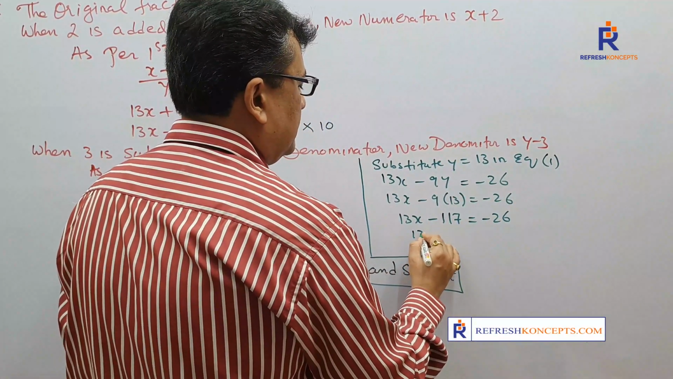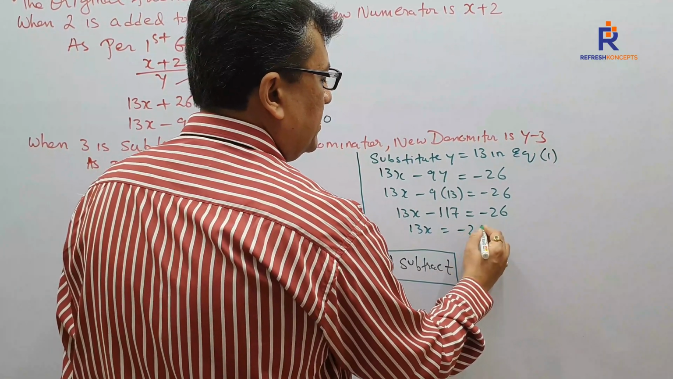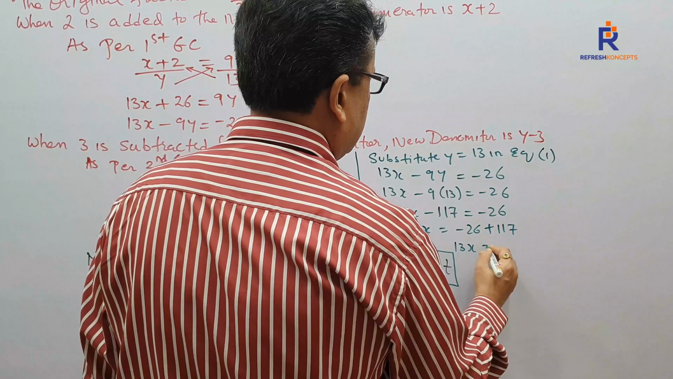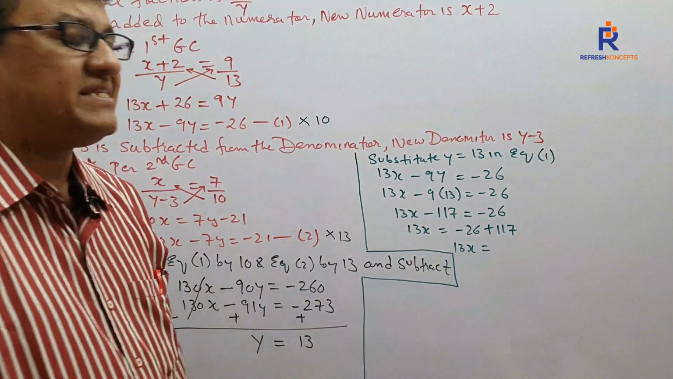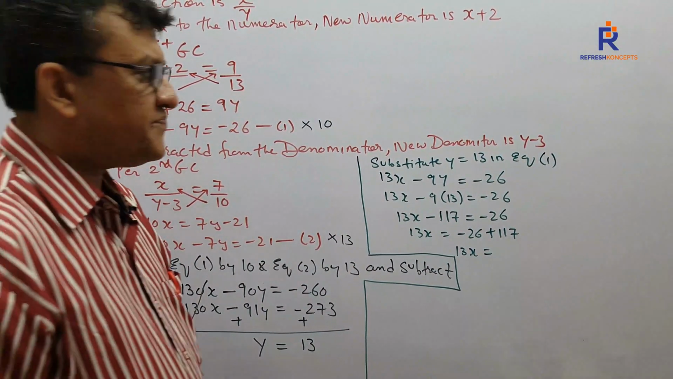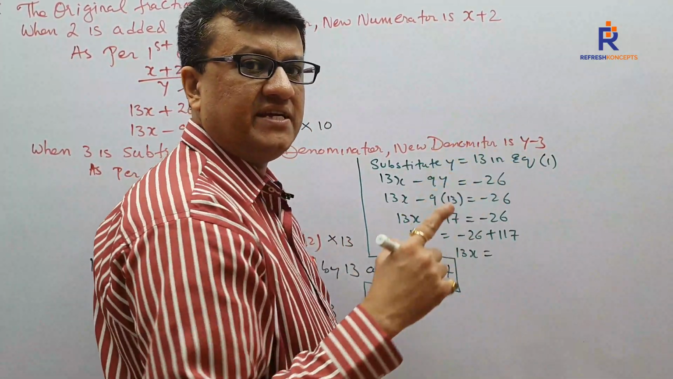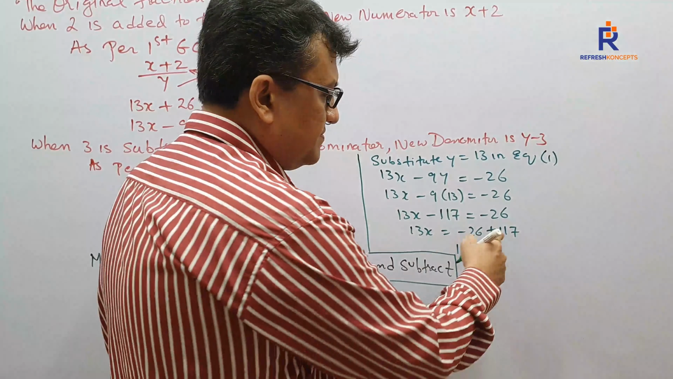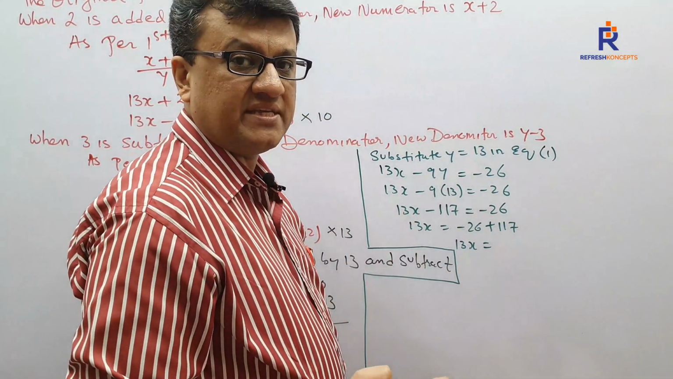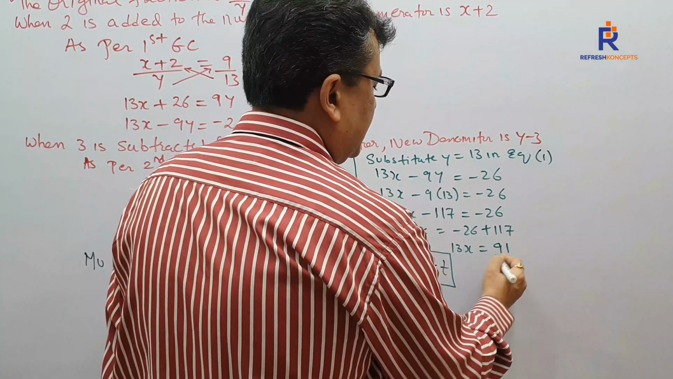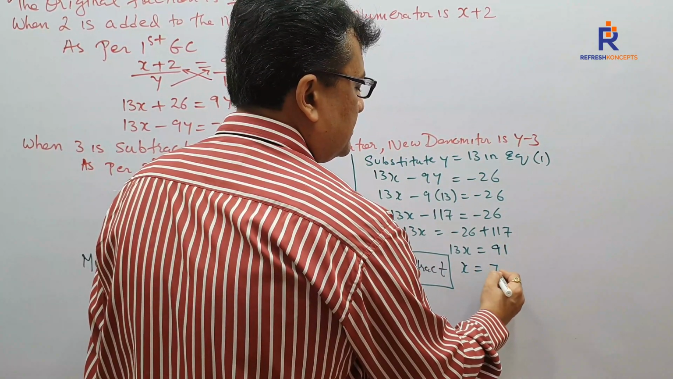The minus goes there. 13x is minus 26 plus 117. 13x is equal to, what is 117 minus 26? One can say an easy way: out of 117 subtract 17. Are we getting 100? But sir, we are supposed to subtract 26. So how much more is left? 9 more. If you subtract it, you get the answer plus 91. x is equal to 7.